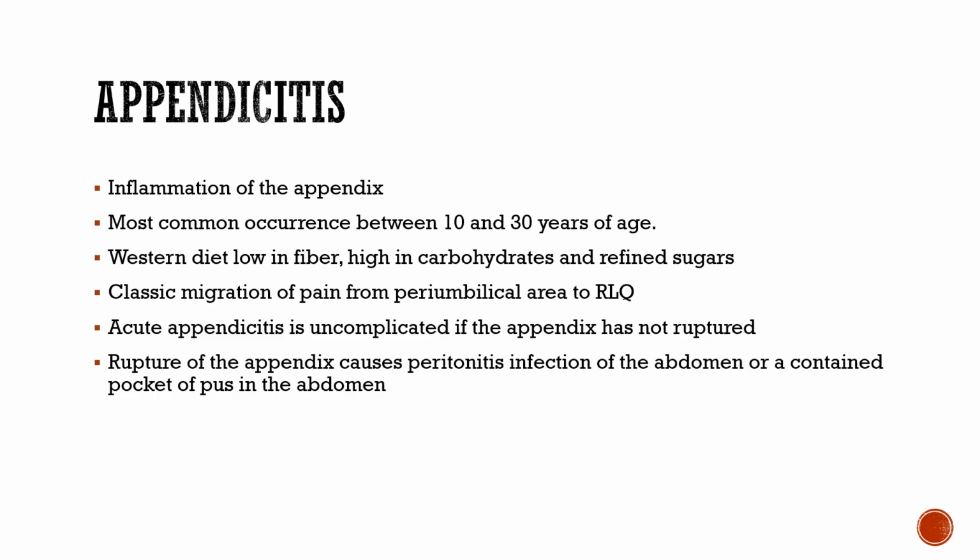The most common occurrence is between ages 10 and 30. It's high in the Western countries because of our diet that is low in fiber, high in carbohydrates, and refined sugars. There's a classic migration of pain from periumbilical to the right lower quadrant. Acute appendicitis is uncomplicated if the appendix has not ruptured. A rupture of the appendix causes peritonitis or an infection of the abdomen. This can also be a localized infection as a pocket of pus or an abscess in the abdomen.